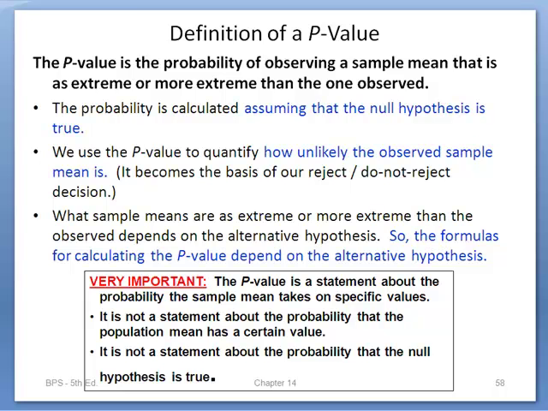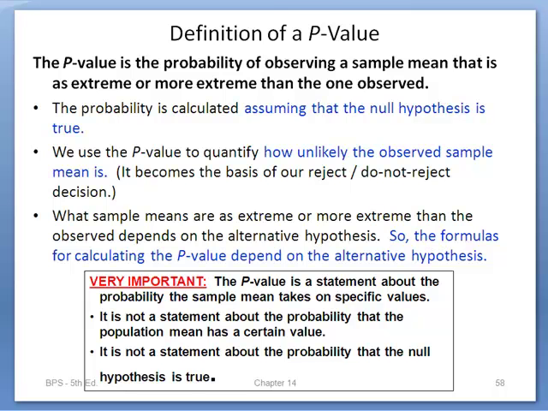Now the p-value is a statement about the probability the sample mean takes on specific values. It's not a statement about the probability that the population mean has a certain value. And it is not a statement about the probability that the null hypothesis is true. Again, it's a statement about the probability that the sample mean would take on the particular value that it did. We'll use that to determine whether it would be likely to reject or not to reject the null hypothesis.